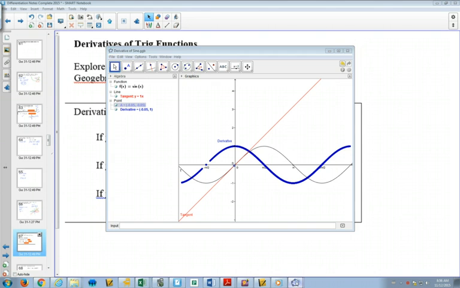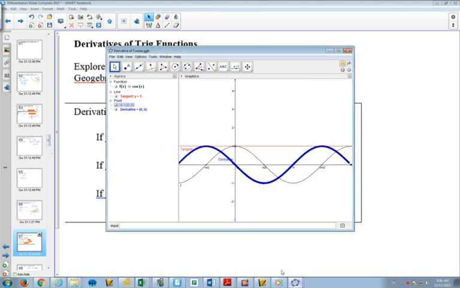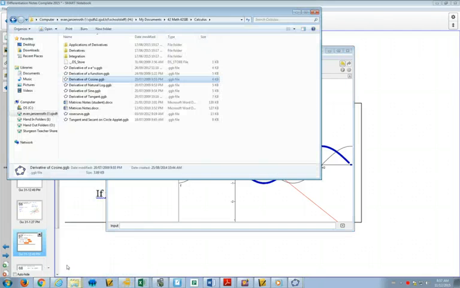But when I look at my cosine graph, I'm starting right at 1. As soon as I move to the right, my tangent line is negative. So I know that immediately those values are going to be negative, and so the derivative of cos is going to be negative sine. So that's one way that helps me remember that. Come up with something that helps you remember that.